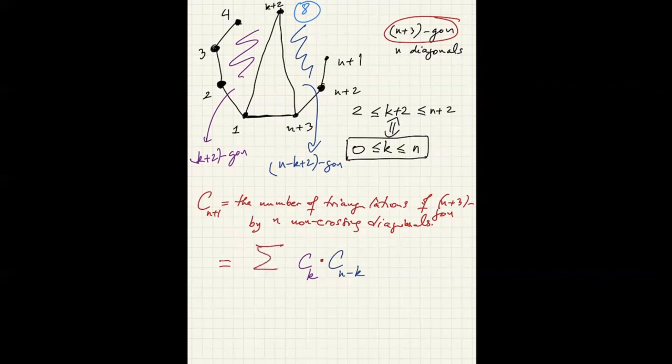So this is going to be the sum from k equals 0 all the way to n. So the formula that we get is C(n plus 1) equals the sum from k equals 0 to n of Ck times C(n minus k). And it's a different type of recurrence relation than we've seen until now. So it's definitely not linear. So we have this recurrence relation.